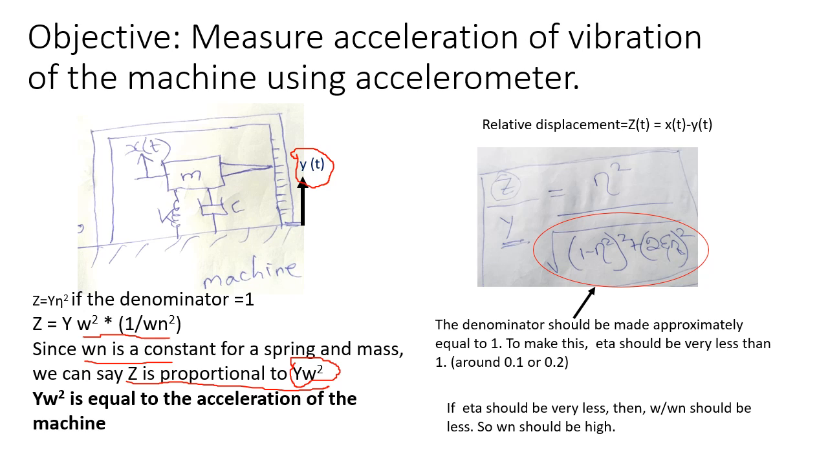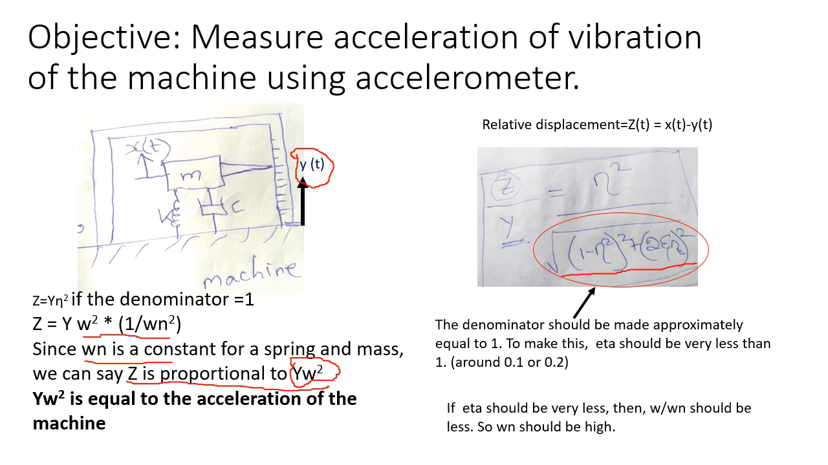So what are you measuring in this Z? Z is measuring the acceleration here. So if this denominator goes to 1, then Z will be equal to eta square into Y. Eta square is nothing but omega square by omega n square.